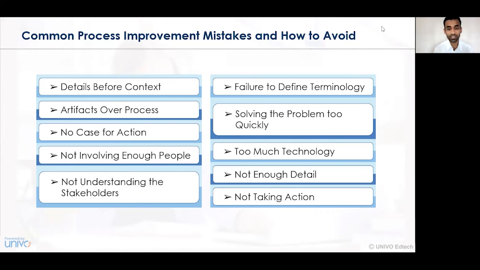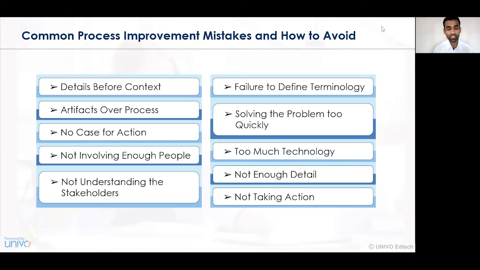Solving the problems too quickly. The problems associated with business organizations should not be solved very quickly; rather, a proper analysis of those problems needs to be undertaken, then a feasible solution identified, and then implemented. Too much use of technology. Excessive use of technology at times may harm the product, and it may lead an organization to create problems either way. Hence, one must try to see that excessive use of technology is avoided.